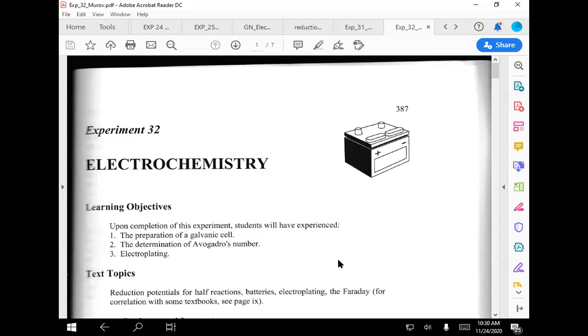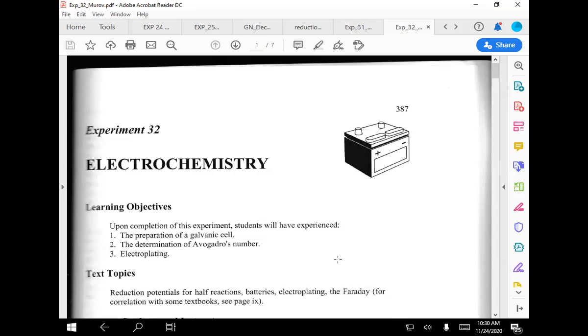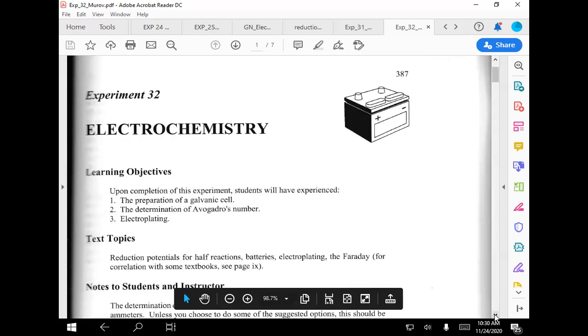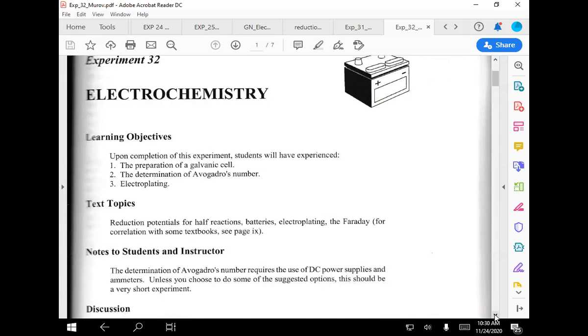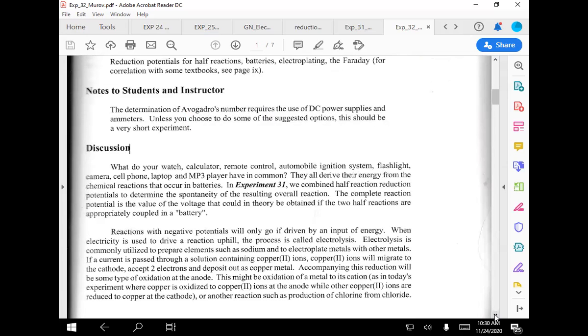Okay, so this is the experiment that we're doing this week at home. Oh, really, look how busy I am. Okay, so electrochemistry. So it's about batteries. So this is just to get you excited.